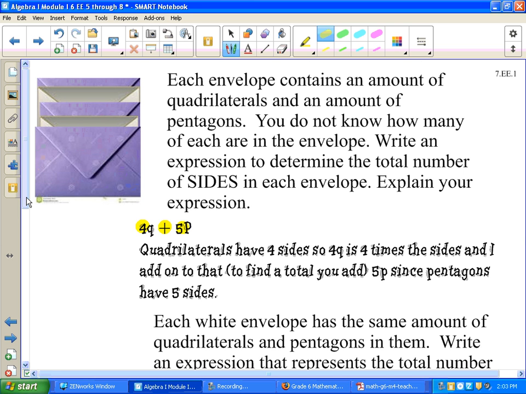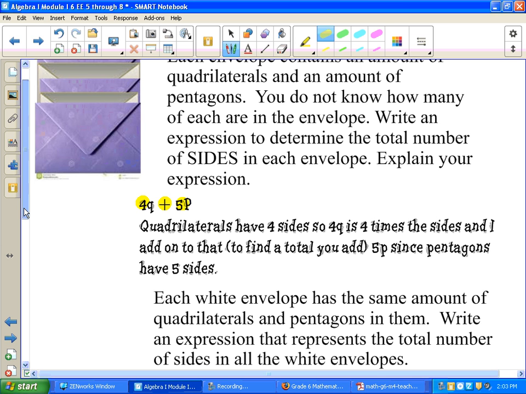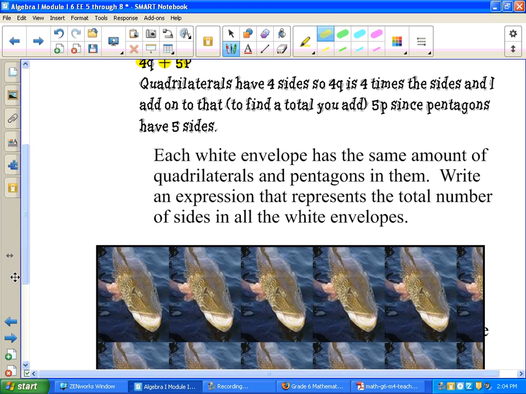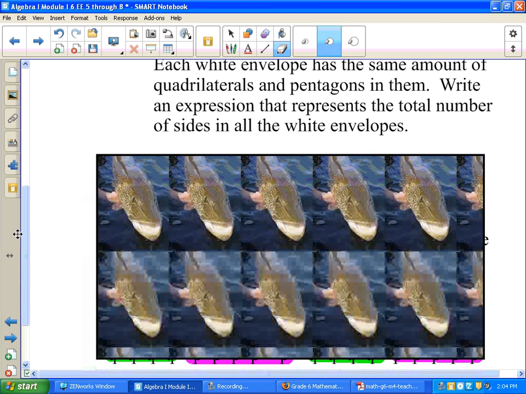Here's the second question. Each white envelope has the same amount of quadrilaterals and pentagons. Write an expression that represents the total number of sides in all of the white envelopes. What do I see here? That's not white. There's a white one, and there's a white one. How many white ones did I have? I had 2 white envelopes.